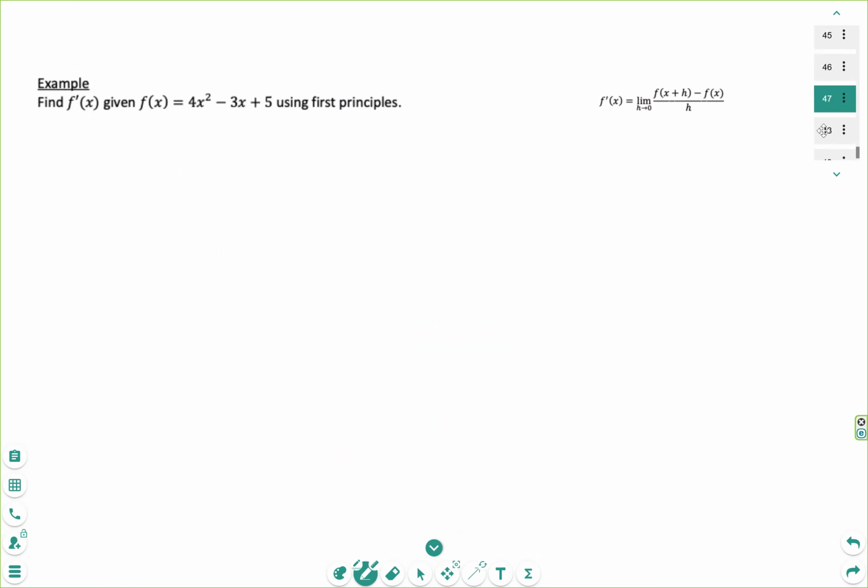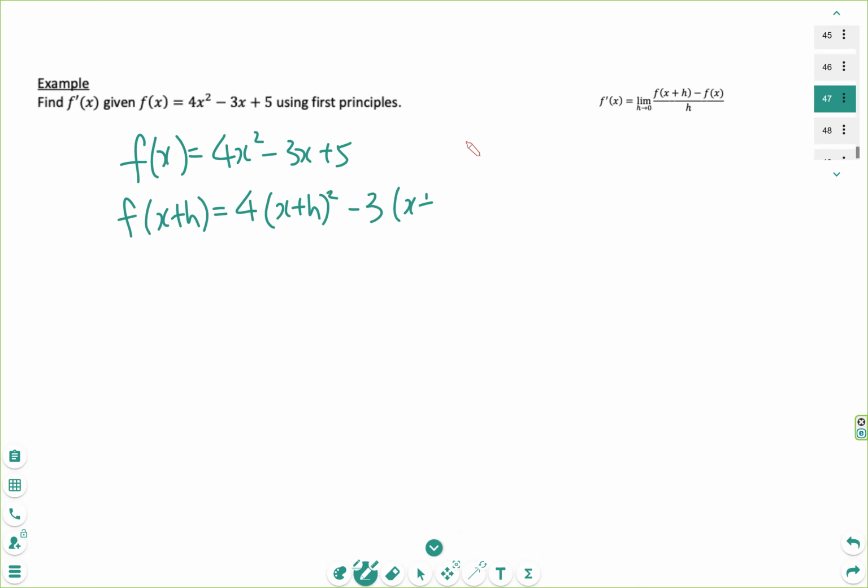Another one. Example. This time, it's just a longer version. F of x is slightly harder. 4x squared minus 3x plus 5. So again, same thing. Set it up. So f of x being 4x squared minus 3x plus 5. F of x plus h being substituting 4 times x plus h squared minus 3 times x plus h plus 5. Now this time there are two x's, one in the 4x squared, one in the 3x. Substitute x plus h into both of them, and then expand bracket and simplify everything.